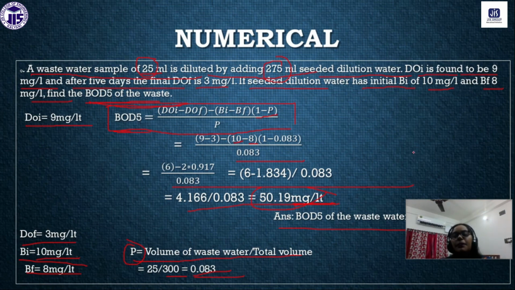Very simple and very scoring numericals. This type of numerical generally has 3 or 4 marks. Okay, so if you do it properly, then you will get the full marks. Very easy, all the data are given, only you have to identify which equation you have to use to solve the problem. Understand? So very simple.